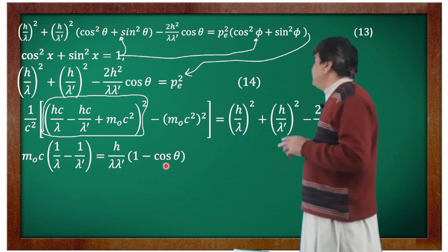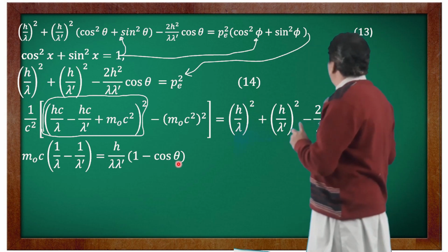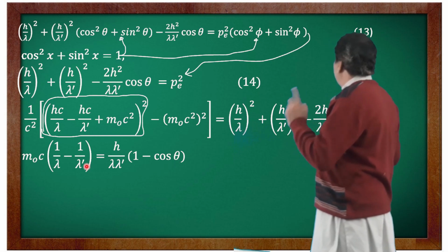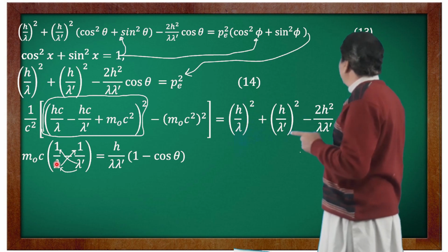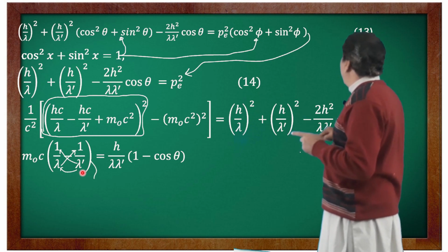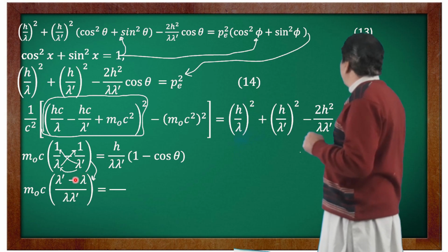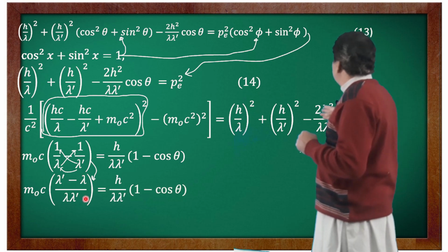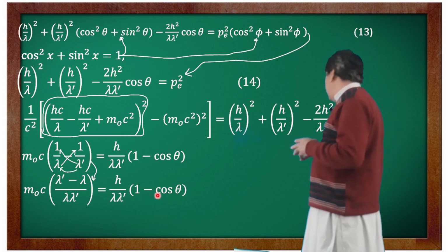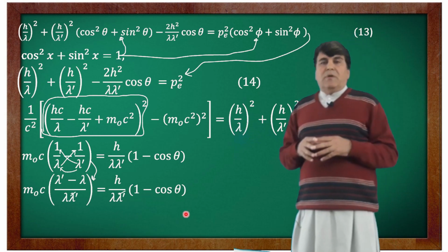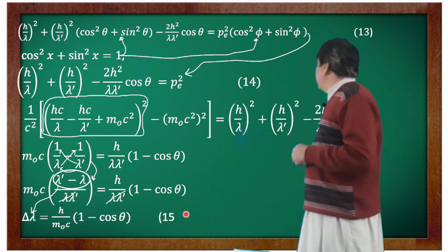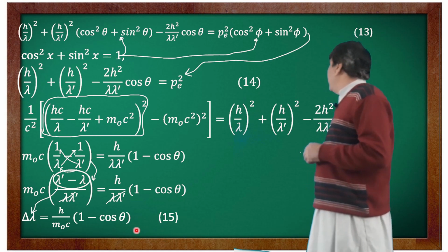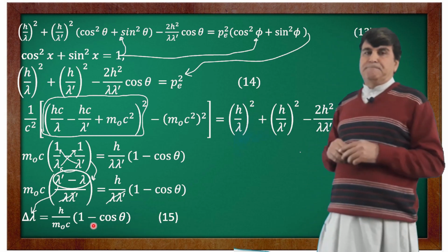Now taking cross product at the terms at the left, I can write this as m₀c (λ' − λ)/λ' = h/λ' (1 − cos θ). Or it can be arranged into the form Δλ = h/(m₀c) (1 − cos θ).